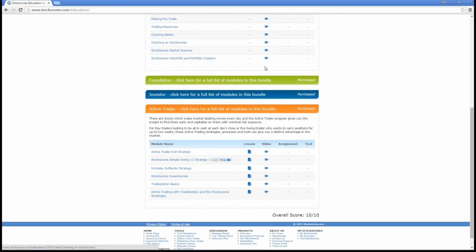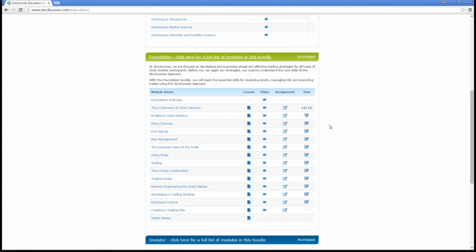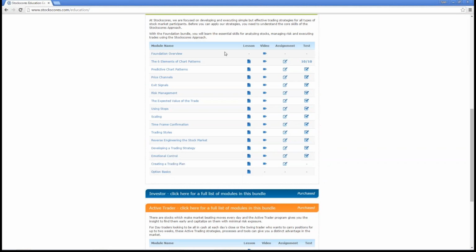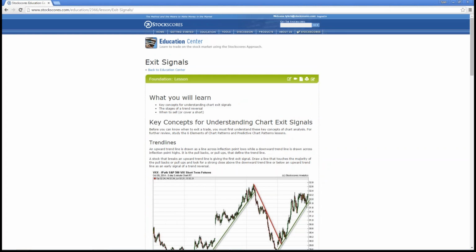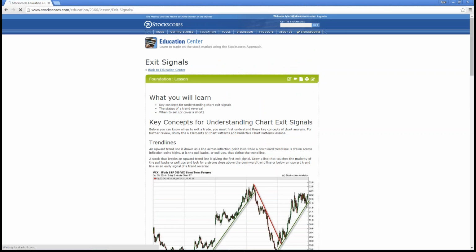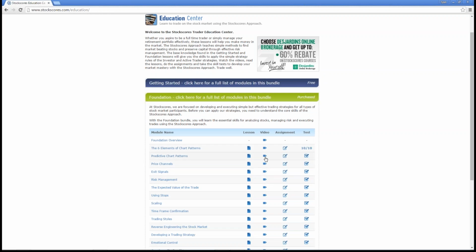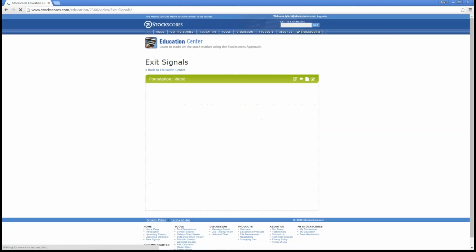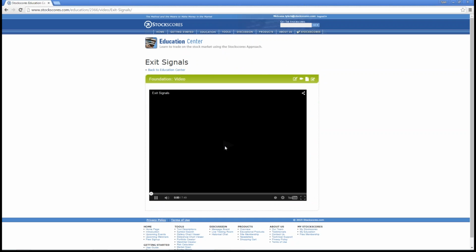The next step up is the foundation area of Stock Scores. The foundation has, I think, 14 different modules, each one teaching a different concept. So here is a module on exit signals. What I've done today is the tip of the iceberg. If you want to know all of the details of my exit rules, then you would read the lesson. Okay, so there's this long lesson here. And some of the things we talked about today, like trend lines, falling tops, that's all in the lesson. There's also a video that explains it. So I can click on the exit signals video, and it will bring this up, and I can hit play.